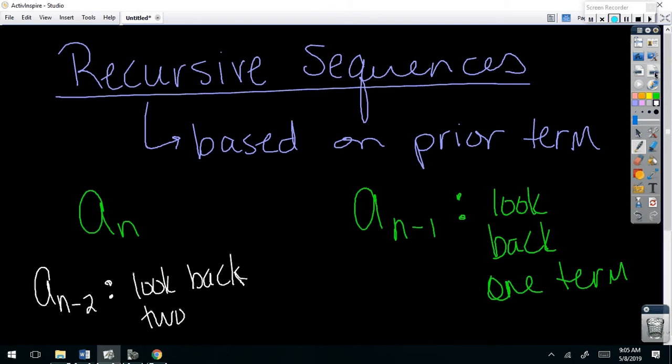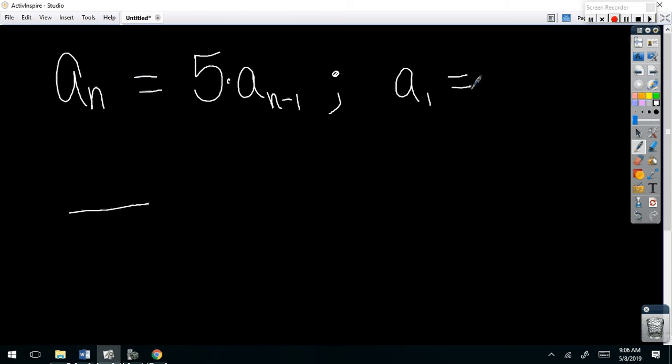All right, so for example, if I said that a sub n equals 5 times a sub n minus 1, tell me what that means. Look back at the prior term, multiply it by 5, and that's how you get the next one. But if I asked you to write this sequence, you don't have enough information yet. Why? Because if you're trying to find the first term and it says look back 1, you don't have one to look back to. So part of the rule is defining the first term.